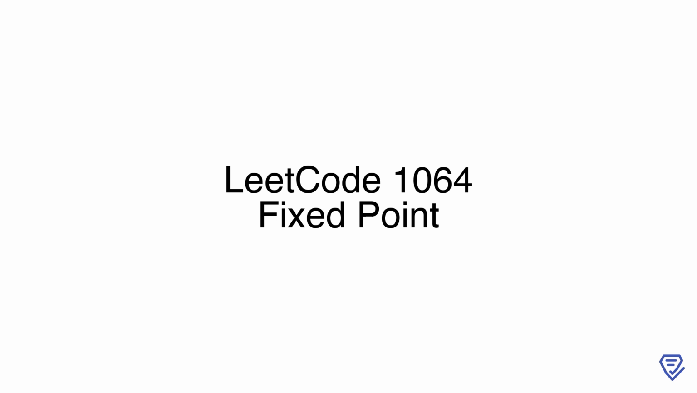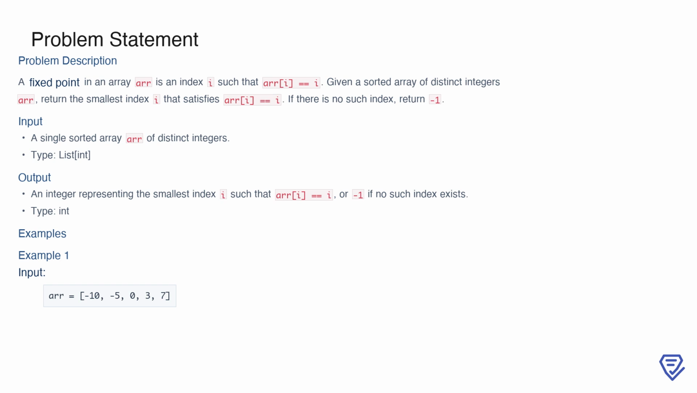Let's dive right in. In this problem, we are looking for what's called a fixed point in a sorted array of distinct integers. A fixed point is an index i where the value of the array at that index, arr[i], is equal to the index itself. Our task is to find the smallest such index i and return it. If no such index exists, we return -1.